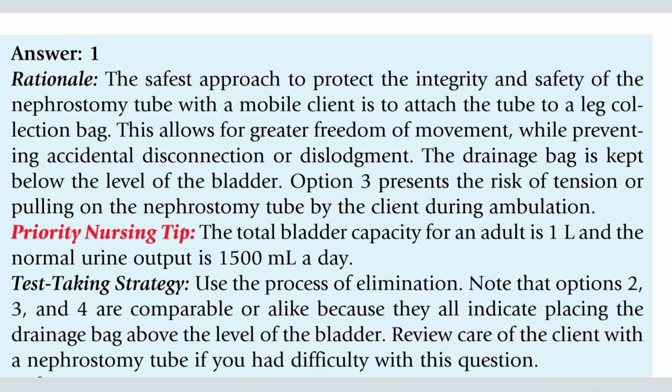Answer: 1. Rationale: the safest approach to protect the integrity and safety of the nephrostomy tube with a mobile client is to attach the tube to a leg collection bag. This allows for greater freedom of movement, while preventing accidental disconnection or dislodgement. The drainage bag is kept below the level of the bladder. Option 3 presents the risk of tension or pulling on the nephrostomy tube by the client during ambulation.